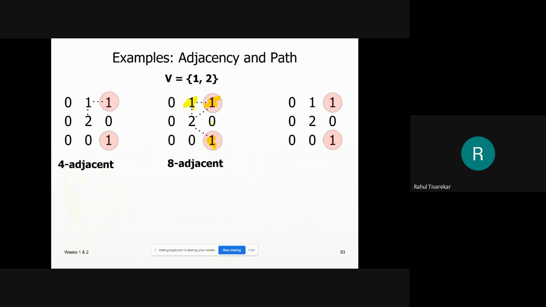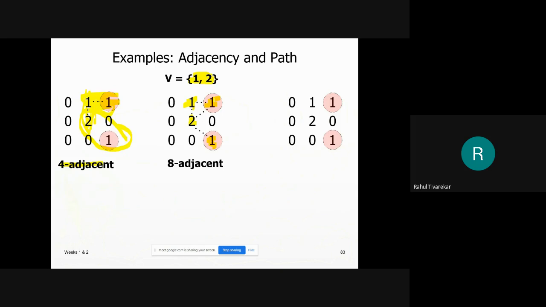There are other neighbors of 2 which are not adjacent, because for adjacency the pixels should be from the set V, and in set V we have only 1 and 2. That's why we can talk about adjacency only about 1 and 2. We don't have 4 adjacent here other than this pair and this pair. This is not 4 adjacent. The bottom line, this and this, is not 4 adjacent. So for 4 adjacency we have only this pair and this pair.